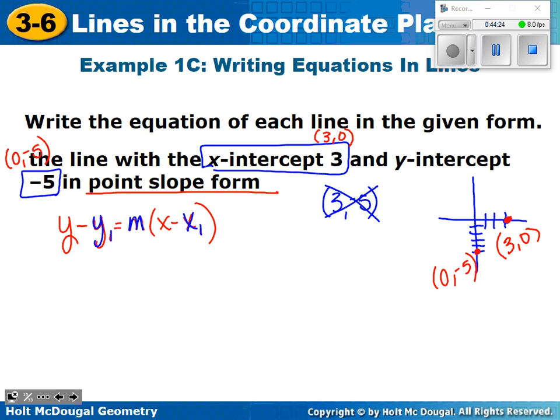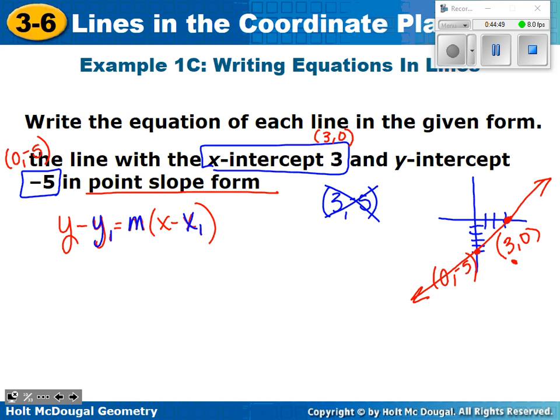I'm sorry, say it again. The line itself is the line that connects these 2 points. So there is no point at 3, -5. That would be way down here. Okay? It's telling you to write the equation of a line that has an x-intercept and a y-intercept of those points. So the line you're writing the equation for would go through those 2 points. Does that make sense?